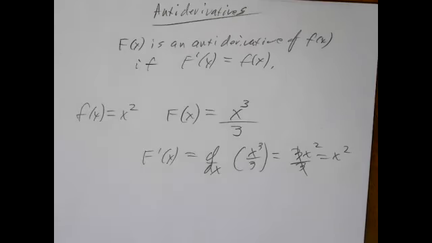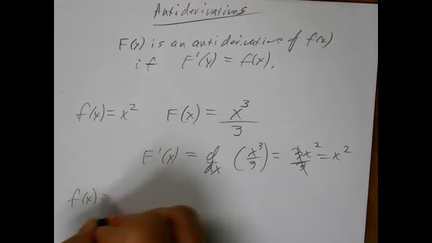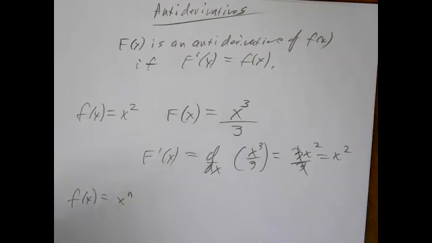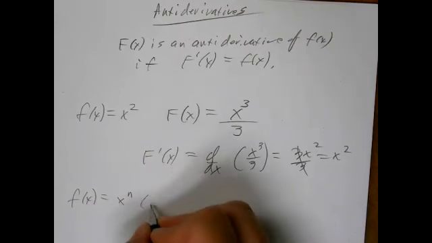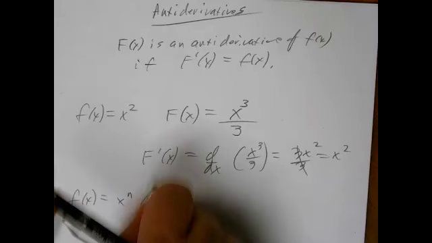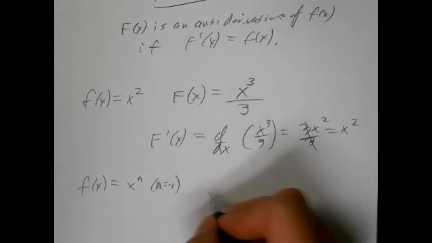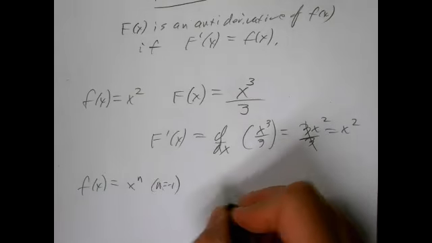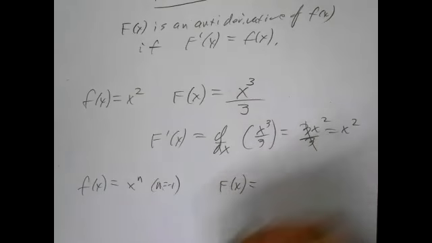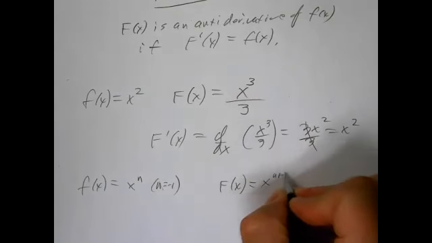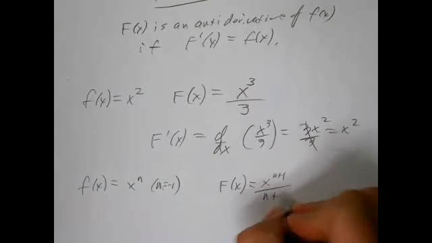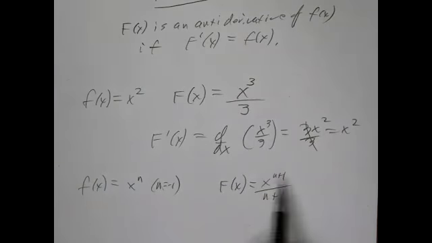All right. So in general terms, if your original function is x to the n, and of course this isn't going to work for n equal to negative 1, and we'll get around to why, then the antiderivative of that is going to be x to the n plus 1 over n plus 1. Again, meaning the power goes up instead of down, and you divide by it instead of putting it out front as a coefficient. All right.